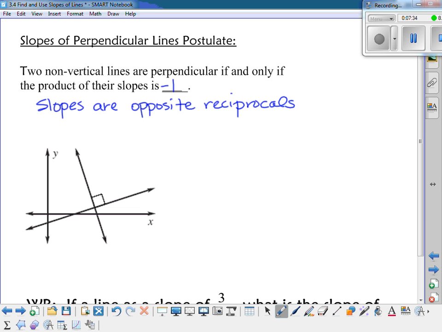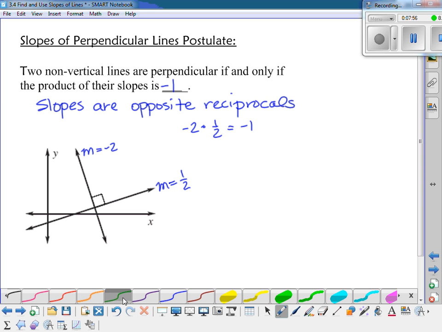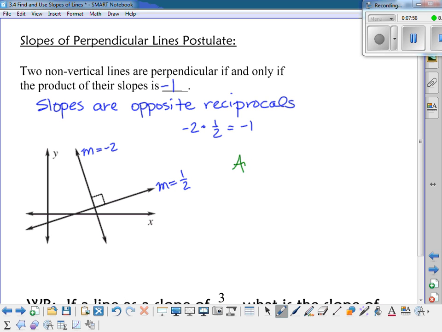So for instance, suppose the slope of this line is -2, and then the slope of this one would have to be the opposite reciprocal, 1/2. And if you check that, -2 times 1/2, sure enough, that equals -1. The other thing you should know is that any horizontal line is perpendicular to any vertical line.